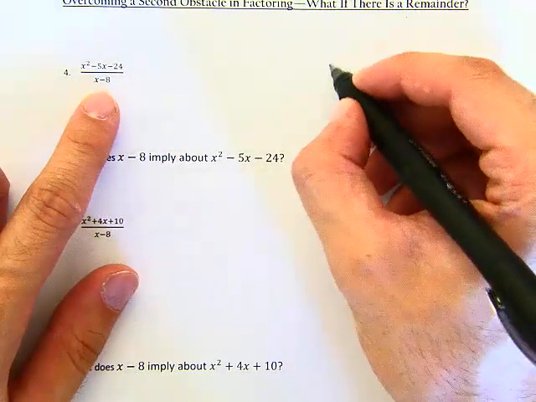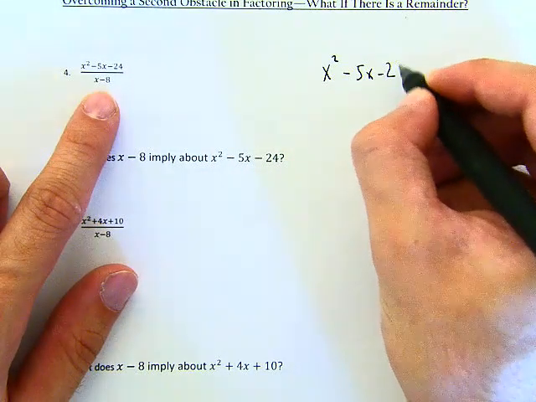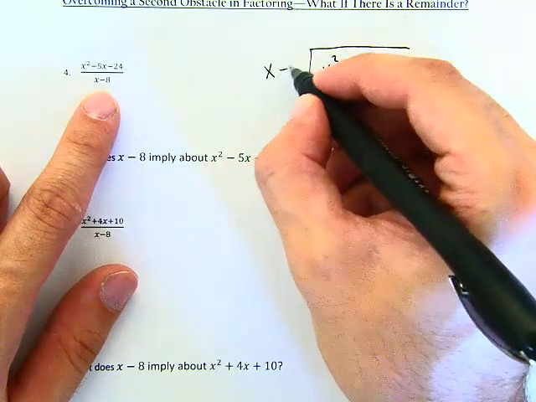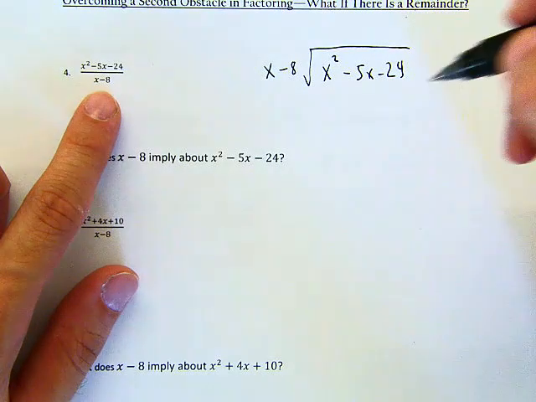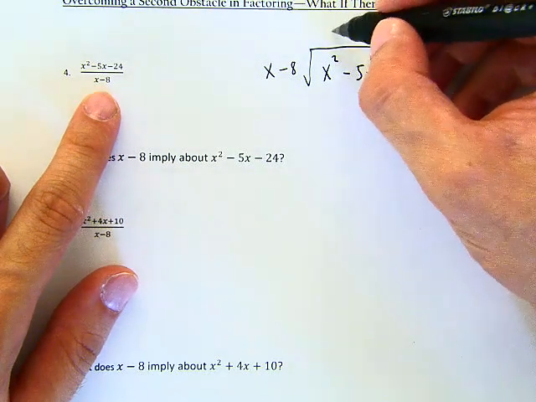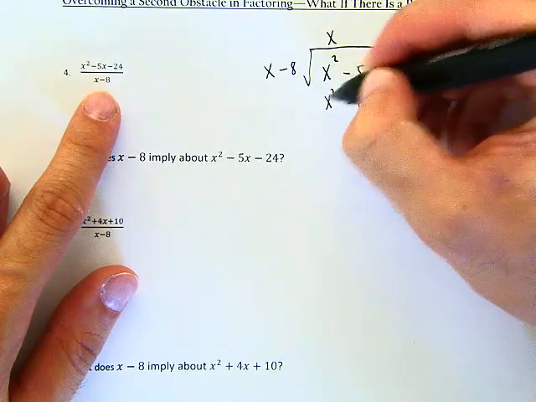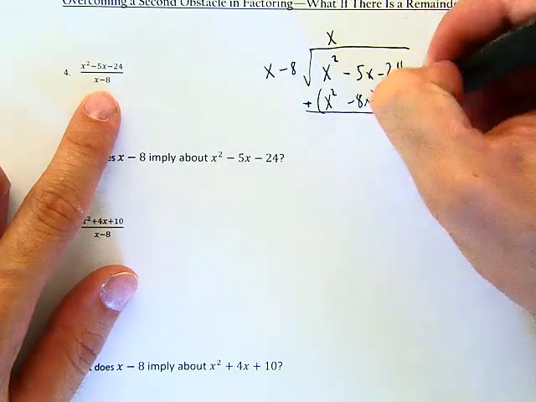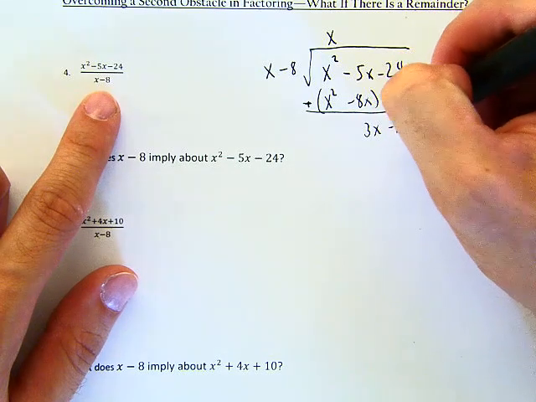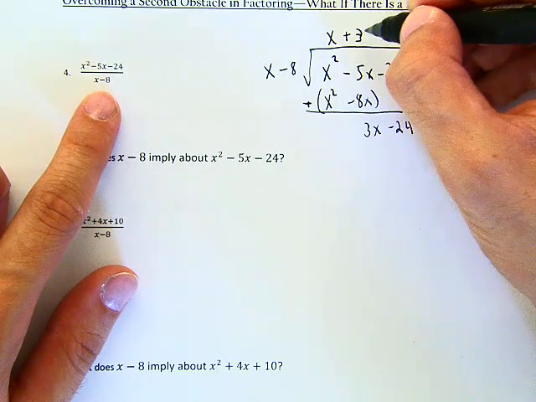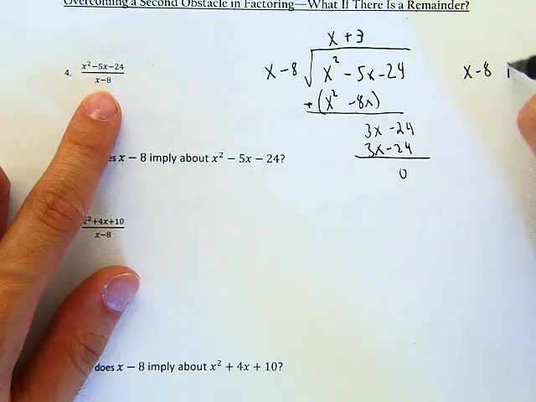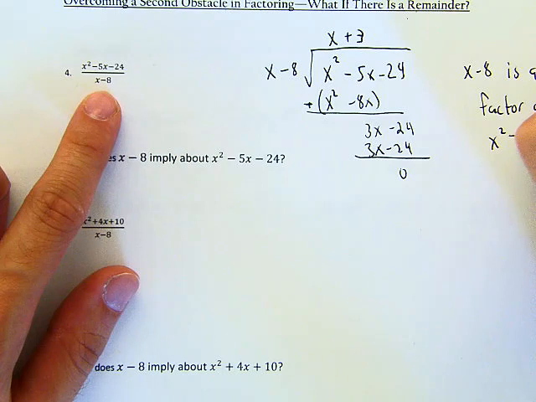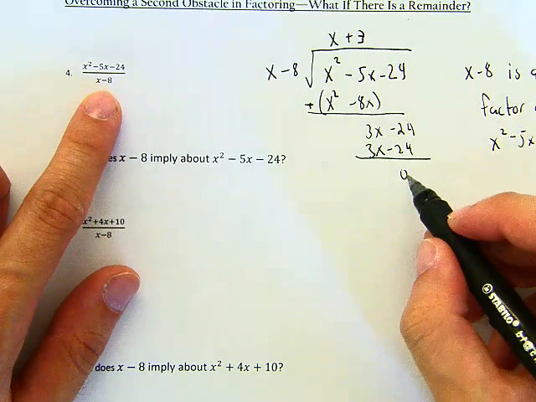Here, if I have x squared minus 5x minus 24, and I divide this polynomial by x minus 8, I want you to do this by yourself very fast. And what should you get? You should get x squared minus 8x, minus, this is plus, so I have 3x minus 24 plus 3, so 3x minus 24, and I get 0. So what can I say? That x minus 8 is a factor of x squared minus 5x minus 24 because I get a remainder of 0.